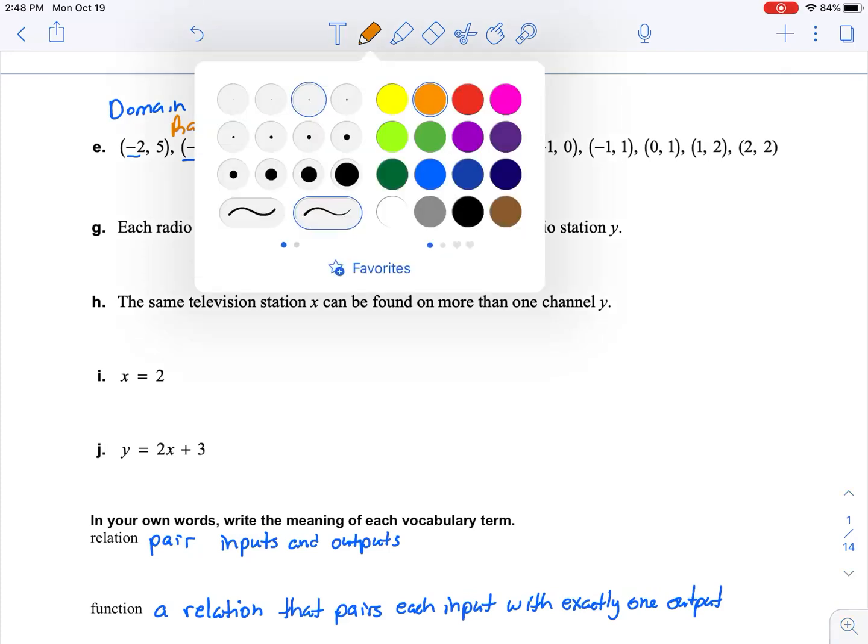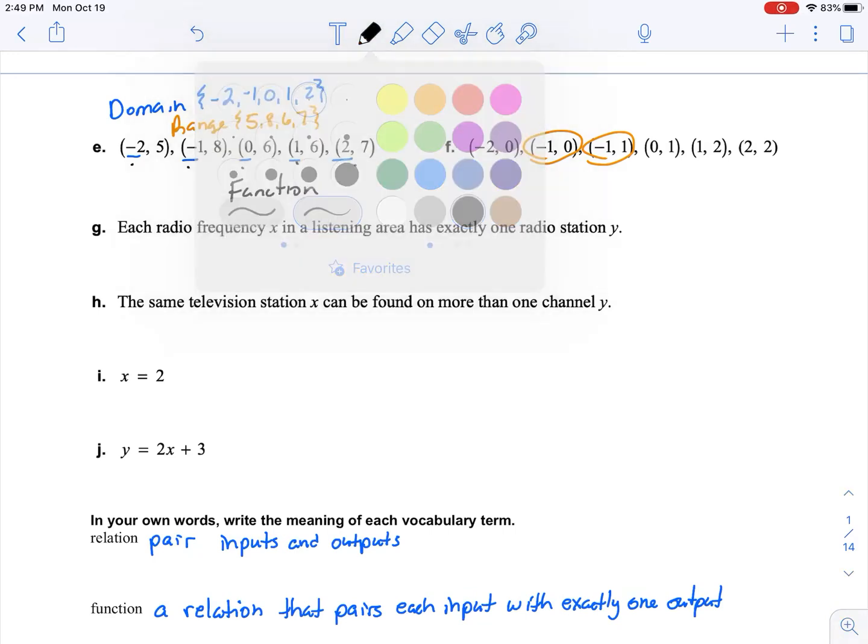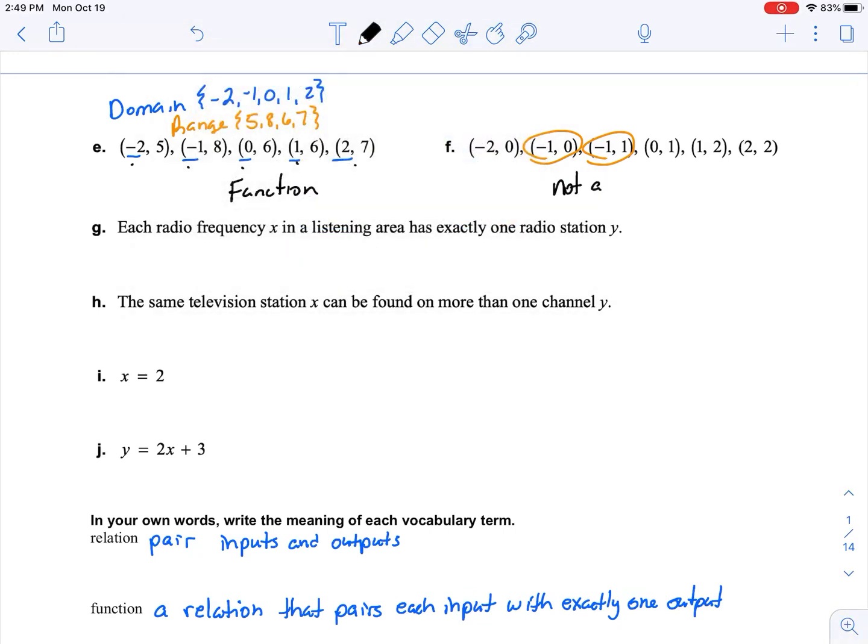Okay. Now what I'm trying to determine is, is this a function or not? My domain never repeated. I went with -2, -1, 0, 1, and 2. So that means it's a function no matter what. I don't have to look at anything. Okay. However, if I come over to here, and I see a -1 and I see a -1, 0 and -1, 1, which means that x value is trying to be assigned to two different y values. So that means this one is not a function.